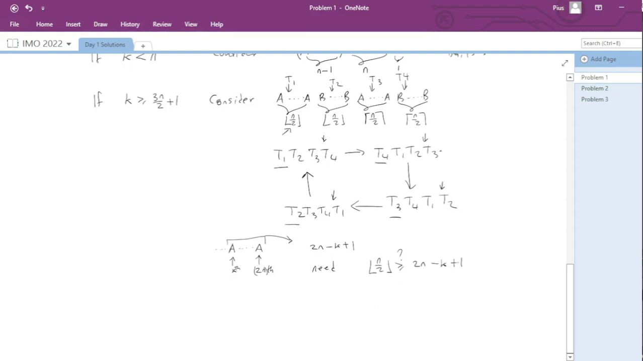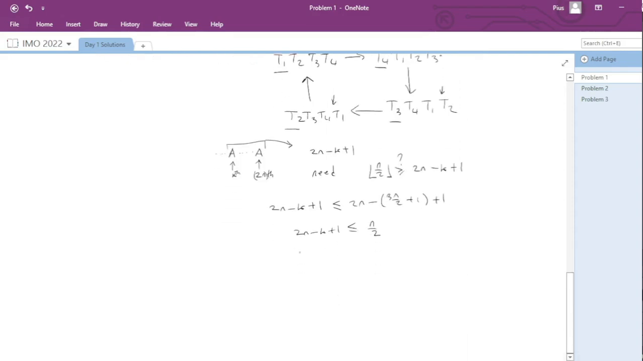Okay, so now we have that from the inequality, the case we are dealing with, 2n minus k plus 1 is going to be less than or equal to 2n minus 3n over 2 plus 1 plus 1. And if we expand this, we just get that this is less than or equal to n over 2. Okay, so we can now take the floor of both sides, and since the left hand side is already an integer, we have this, and then we get the desired result.